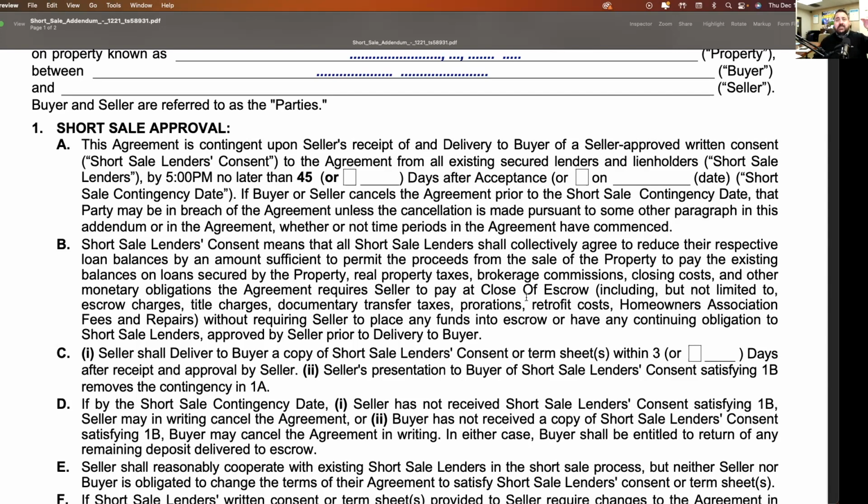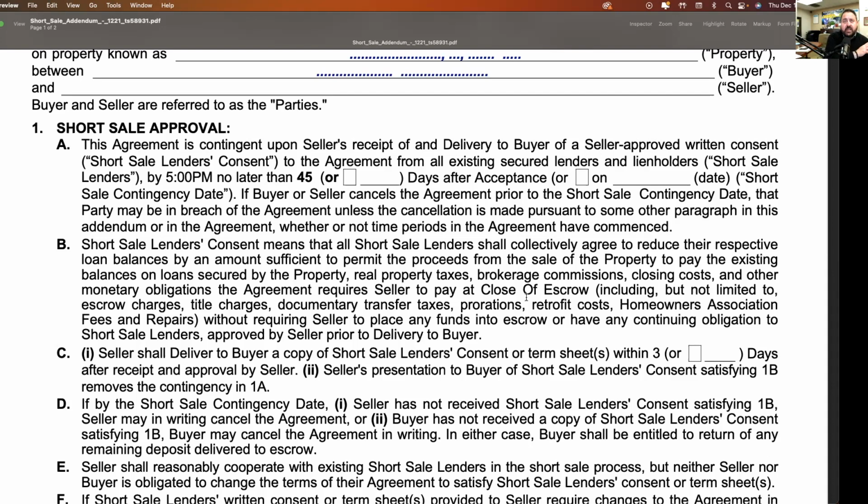Or they may say, as long as we can get $425,000, we're good, which means that, okay, I have another $25,000. I can approve those other loans and pay it. But that doesn't necessarily always work that way. So sometimes what screws up short sales is not the mortgage, right?